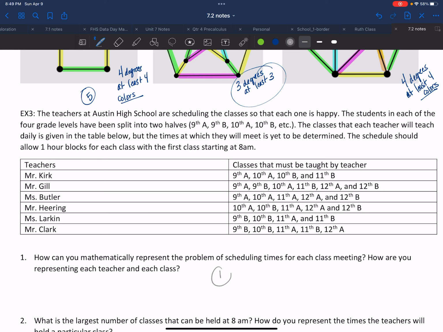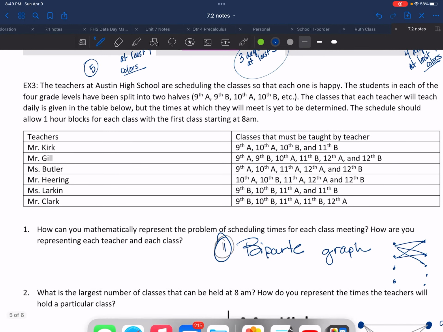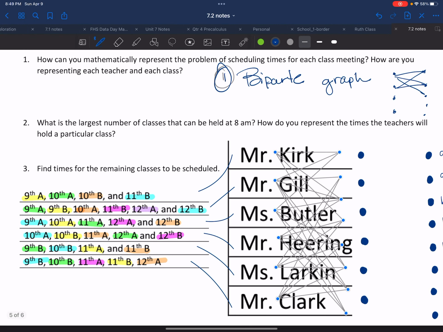The first item that we could do, remember this graph, right? We could do a bipartite graph, and that would be where we have the teachers aligned on one side, and then we've got the classes aligned on the other, and then we would make connections between those classes and the teachers. So the challenge is this. I went ahead and started to draw that just so that I had it ready to go. And this is what it looks like.